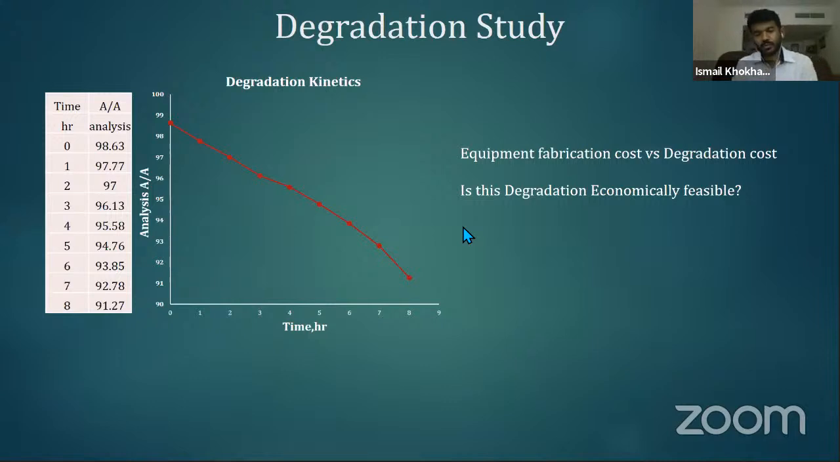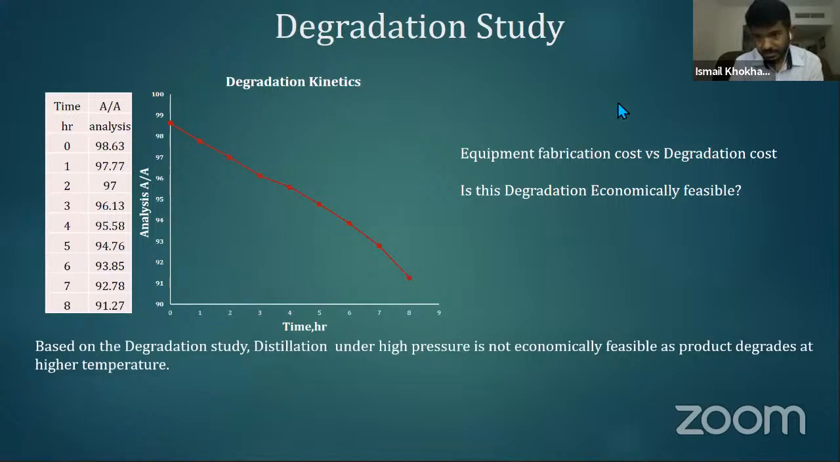Now here you have to evaluate the equipment fabrication cost versus the degradation cost. Sometimes the degradation is quite less, so in that situation, you need to evaluate whether the equipment fabrication cost is more or the degradation cost is more. But in this situation, degrading 8% of the product in 8 hours was not economically feasible. It was completely unrealistic for us to design such a system at a higher temperature. So based on this degradation study, the distillation under high pressure was not economically feasible, as the product was degrading at higher temperature, as you can see with this graph.